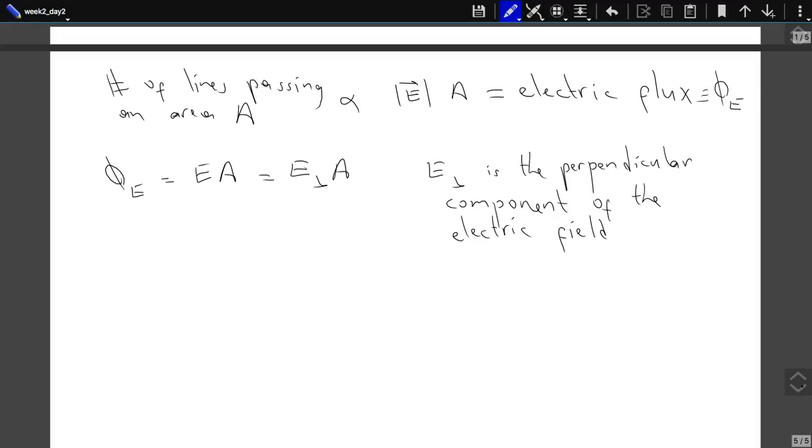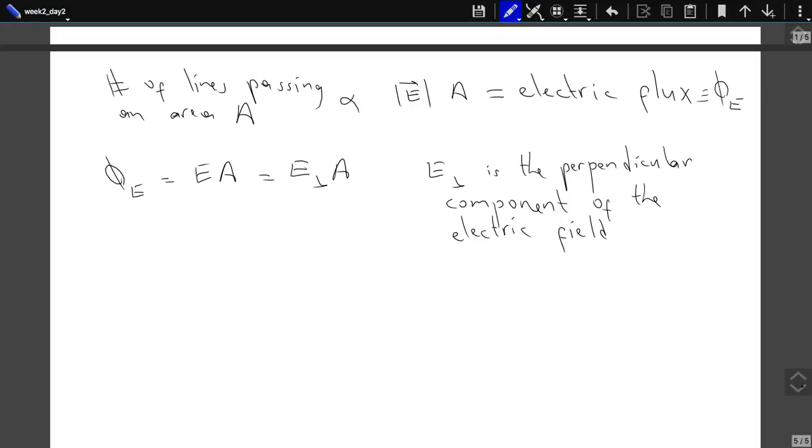Now, any questions on the flux? Flux is mainly, if you want to express it using the concept of field lines, nothing but the number of the field lines passing through the area.